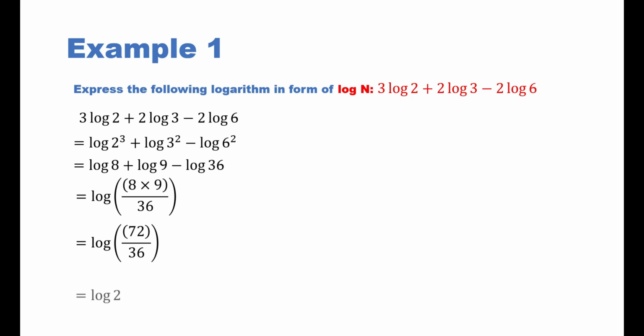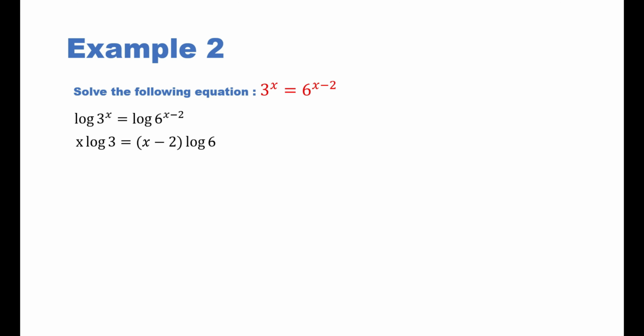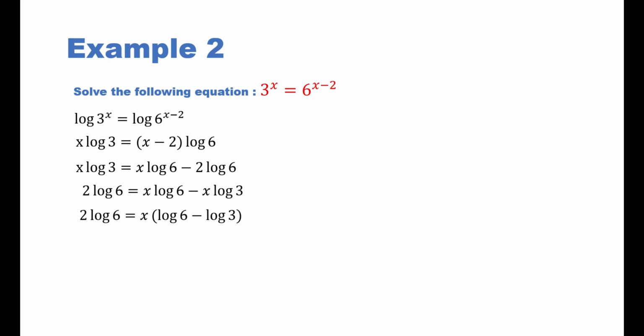Let us do another example, which is a typical exam question. We are given this equation with indices of x. So, the first step is to bring down those indices, or powers, using logarithms. So, we apply logarithms to both sides of the equation. After that, we can use the power law, which will give us x log 3 equals (x minus 2) log 6. From here, we just break the brackets and get x log 3 is equal to x log 6 minus 2 log 6. Now we can put the x terms on one side to factor out x and get 2 log 6 equal to x (log 6 minus log 3).